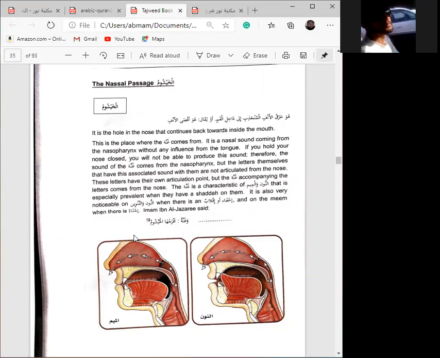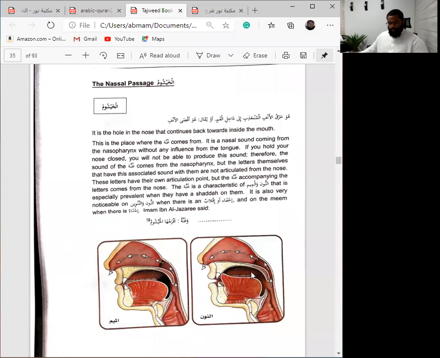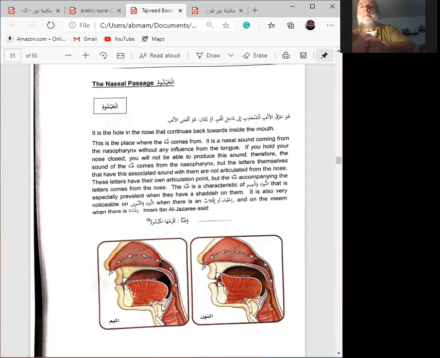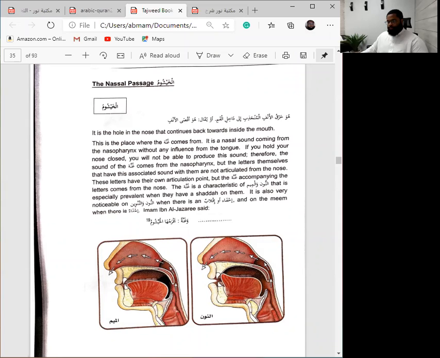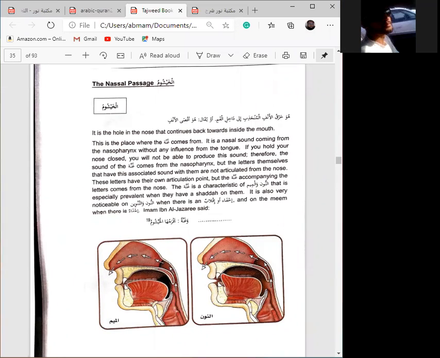So the four major articulation points: jawf, halaq, fam, wa khayshum. But what about the lisan? Is that not a separate articulation point? Al-Lisan is part of the fam. Okay. Make sense? Lisan and the shafatain, the lips. Right.